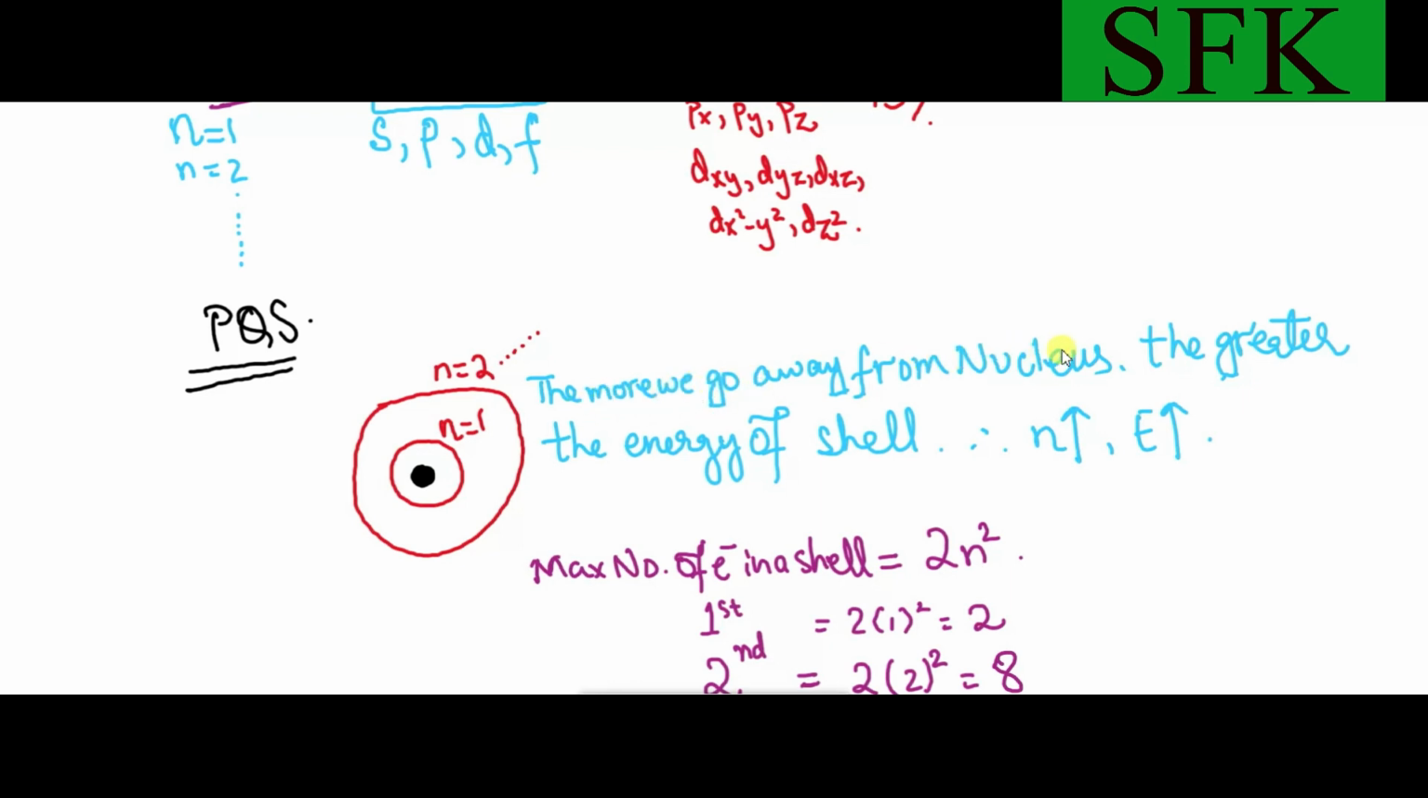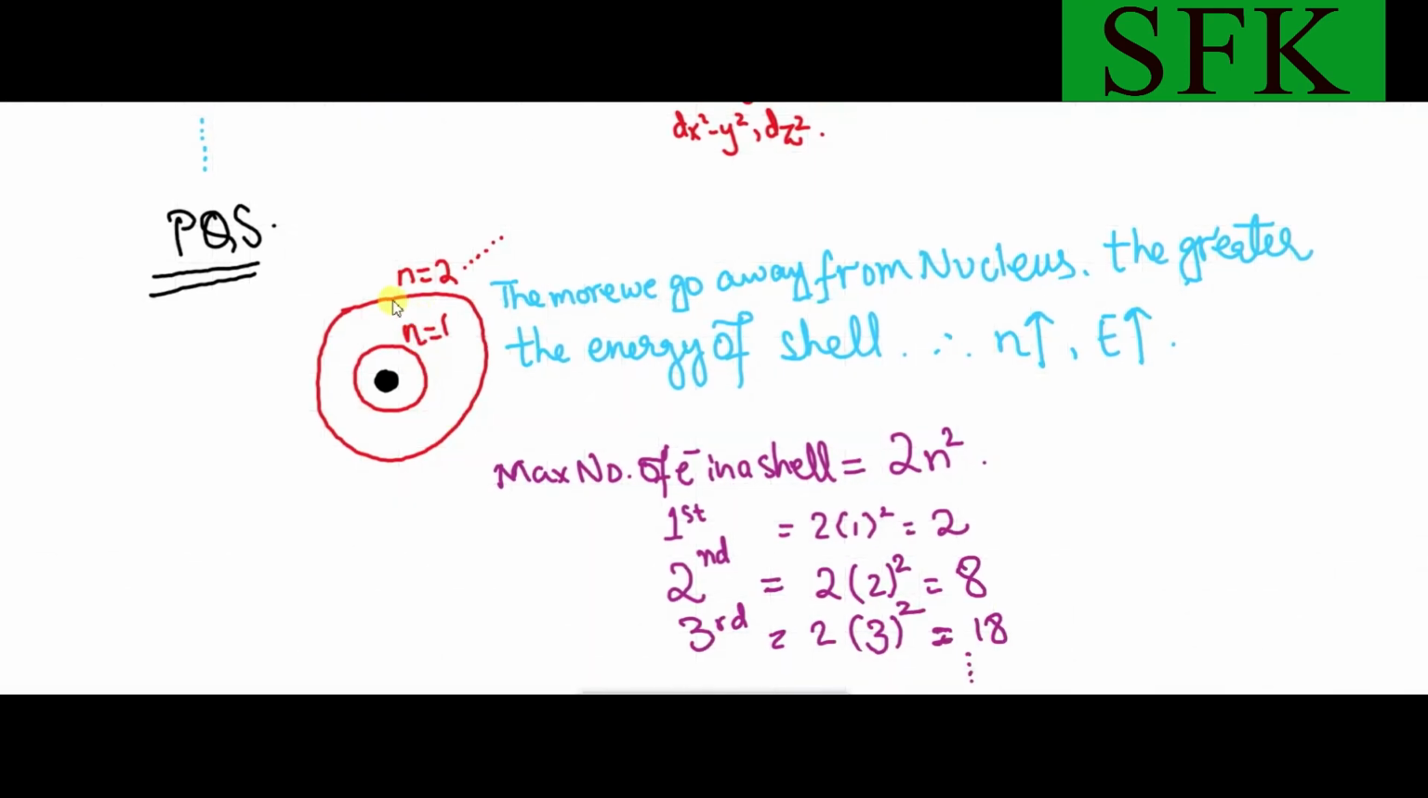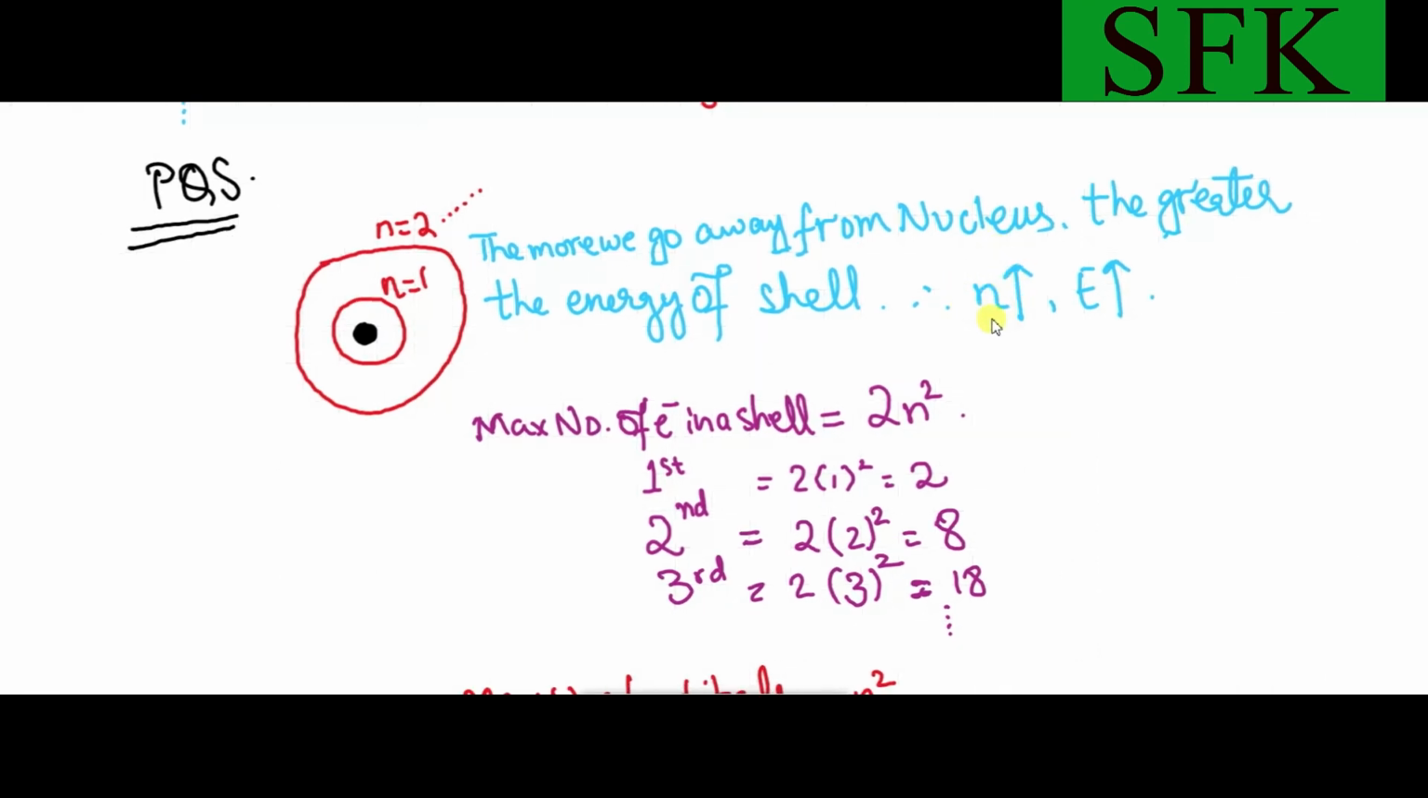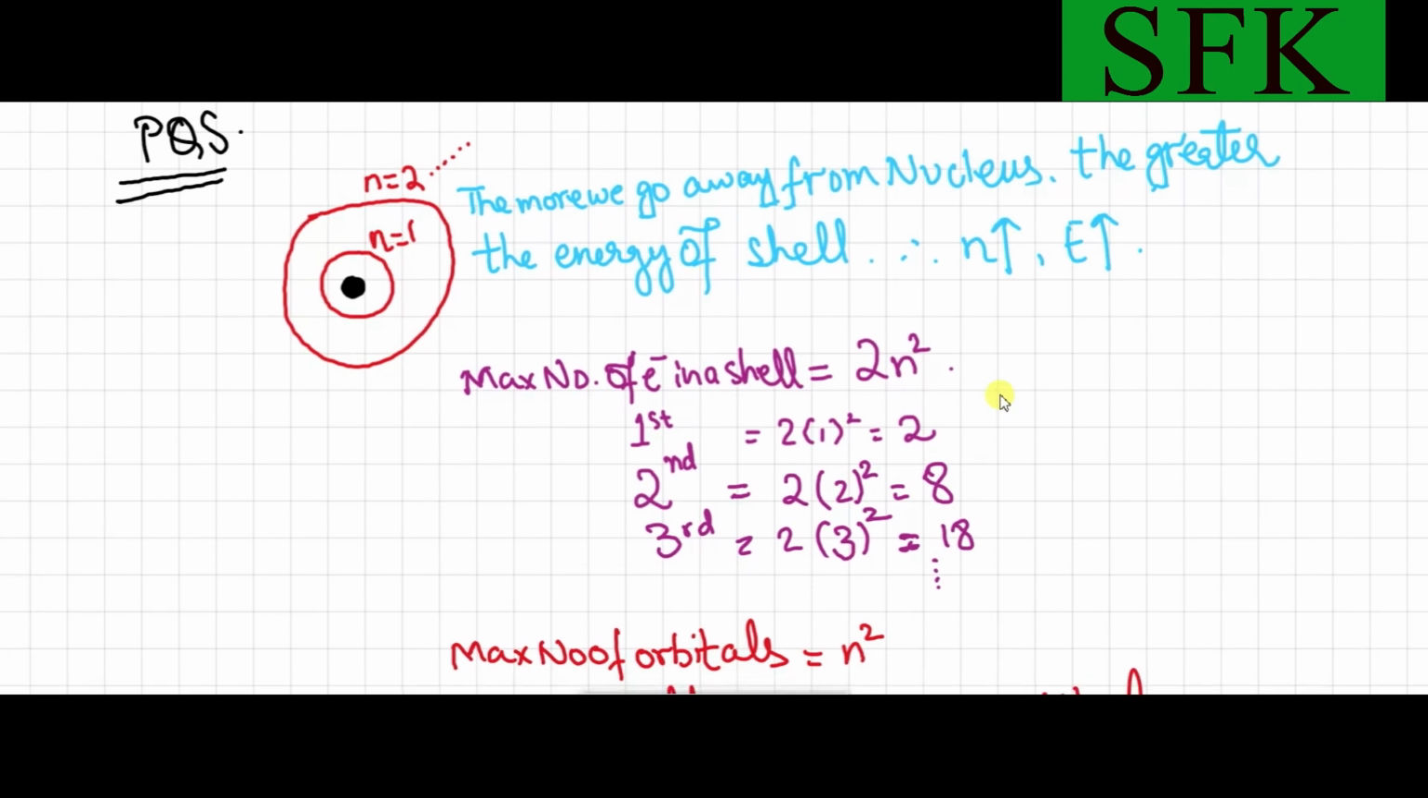As we increase the number of shells, the value of N increases. The more we go away from the nucleus, the greater will be the energy of the shell. So basically, the value of N also represents the energy of the electrons in that shell. So the further apart the shell is from the nucleus, the greater will be the energy of the electrons present in that shell. So the greater the value of N, the greater is the energy of that shell.